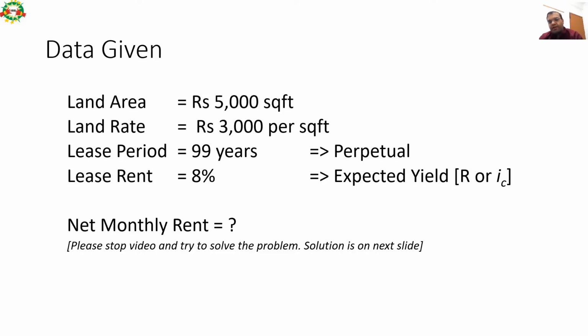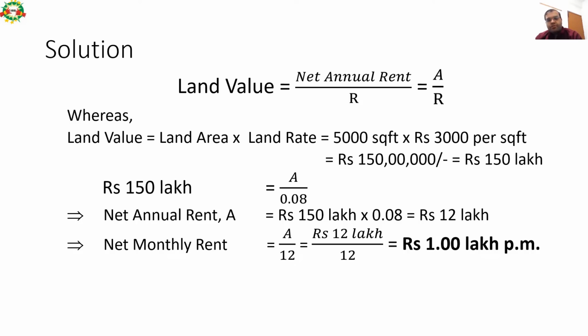So we have to calculate monthly rent like in the last question. Land value is equal to net annual rent divided by R or IC or capitalization rate or yield, whatever. So land value is 5,000 square feet into 3,000 per square foot, 150 lakh rupees. Land value is equal to annual rent A divided by yield. So with this formula, annual rent is equal to 150 into 0.08. So 12 lakh rupees per annum is the annual rent for the property. Divided by 12, it gives us a monthly rent of 1 lakh rupees per month.